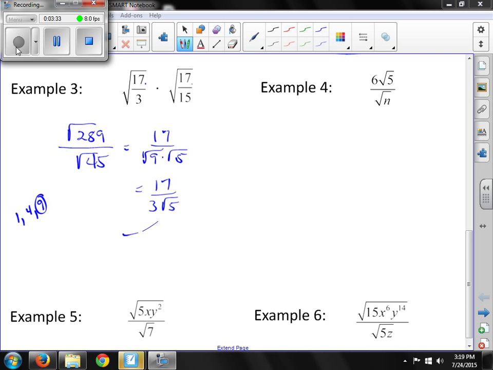But you see, I still have this radical in the denominator. It's the square root of 5, so I'm going to multiply the numerator and the denominator by the square root of 5. That will give me 17 square roots of 5 over 3 times. When I multiply the square root of 5 times the square root of 5, I get the square root of 25, which becomes 5. So now I have 17 square roots of 5 over 15.